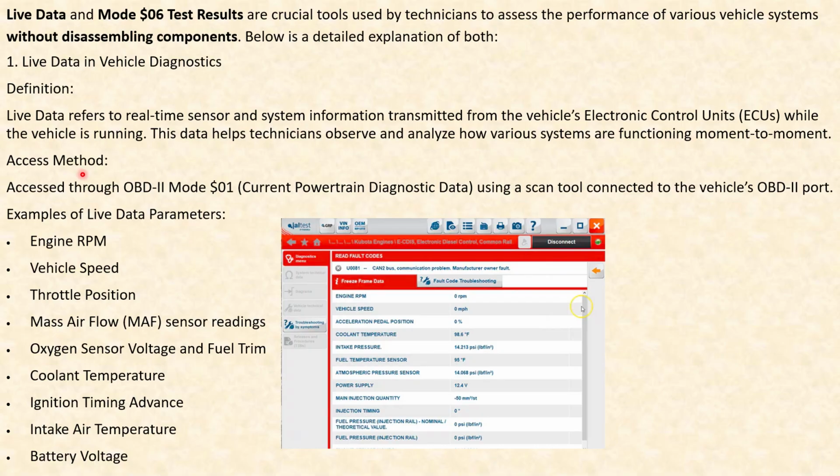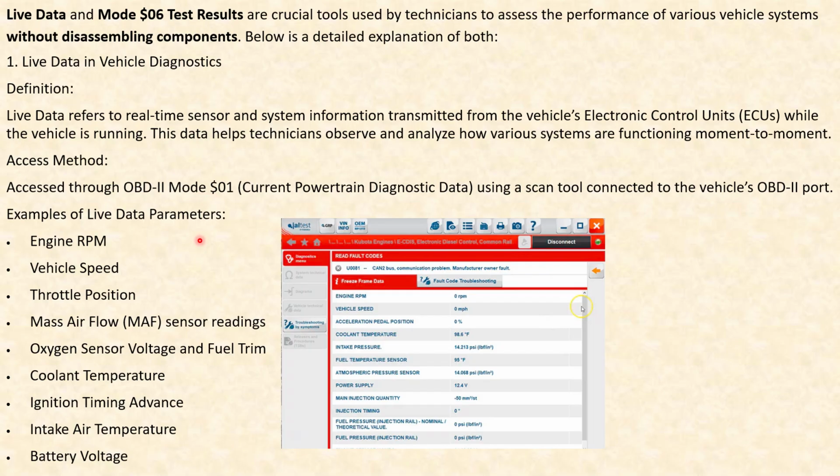Now coming to the access method: it is accessed through OBD2 mode $01, current powertrain diagnostic data, using a scan tool connected to the vehicle's OBD2 port. So this is accessed through this tool, OBD mode $01.